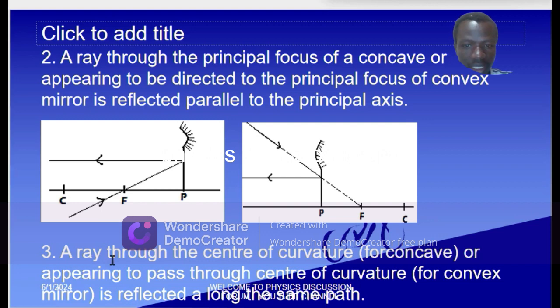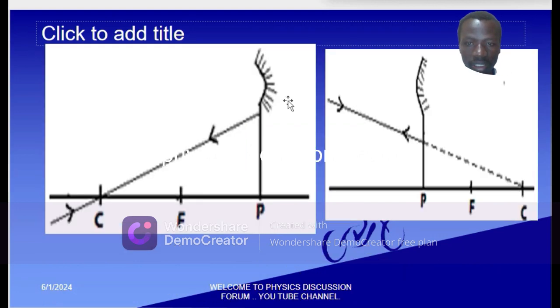Then the third ray is a ray through the center of curvature. That is a ray through C. We say that this ray obeys what we call the principle of reversibility of light. So it retraces its path. It is reflected along the same path, as shown here.